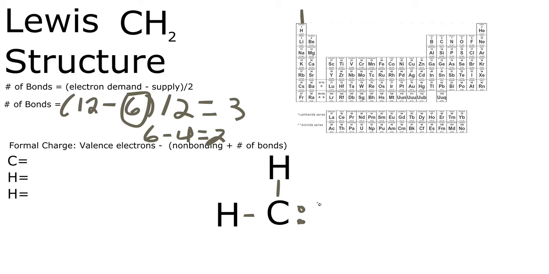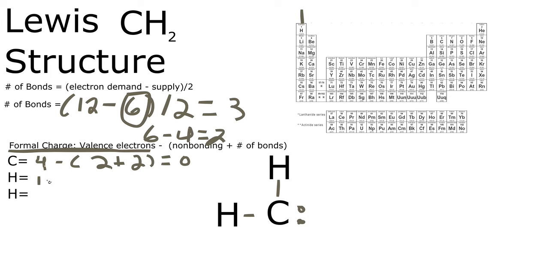So this is what our Lewis structure would look like. Now we can check the formal charges by doing this formula. We'll take the valence electrons of carbon, which is 4 because it's found in group 14, minus the non-bonding electrons, which is 2, plus the number of bonds. We have 2 single bonds. So it'll be 4 minus 2 plus 2 in parentheses, which gives us 0.